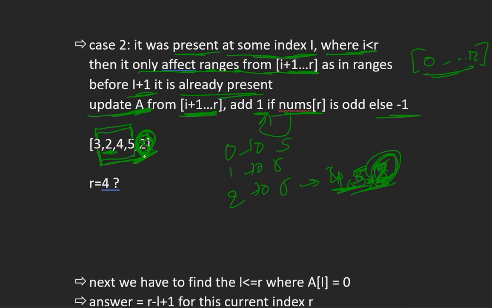So the coming of this 2 is affecting the subarrays starting from the next index after the one at which it was earlier present. Suppose it was earlier present at index past. So what will be the range that the new element affects? It will affect from past plus 1 to r. We have to update a in this range only, right? But if it was not present earlier, then it affects from 0 to r, right? I hope till now you get whatever I have explained.